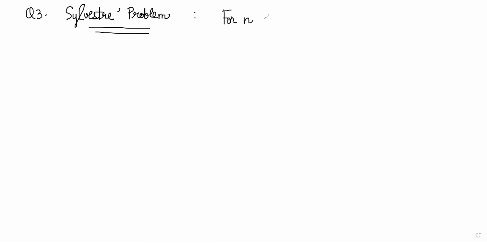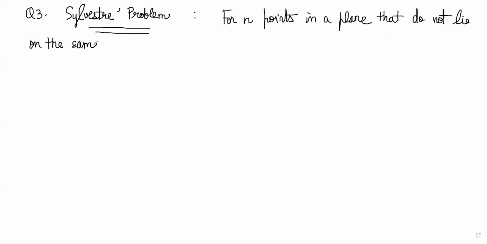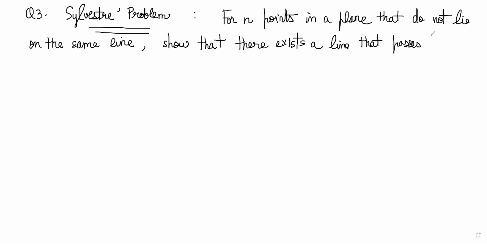For n points in a plane that do not lie on the same line, show that there exists a line that passes through exactly two of these points. Exactly two of these points.